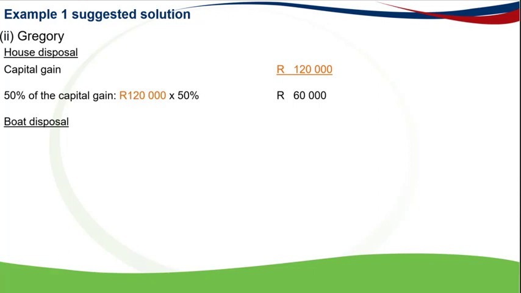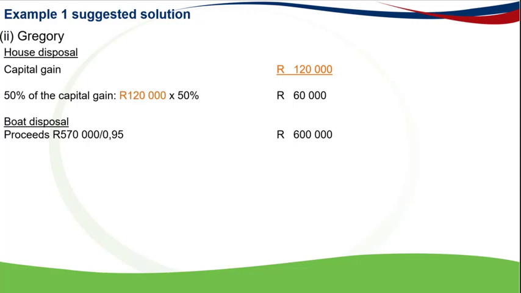The boat was disposed of for proceeds of 600,000, which is the net proceeds of 570,000 divided by 95%. The reason why we divided by the 95% is because the 5% related to administration costs, so we need to get the 570,000 to be a gross amount. So for us to do that, we will need to divide this 570 by 95%.